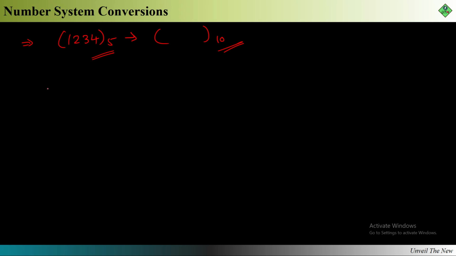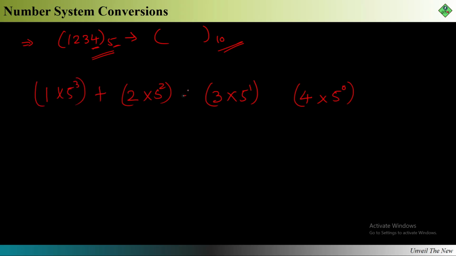That is, first of all you need to write down the number 1234. The last number is 4 and the base is 5. So we will multiply it with 5^0. Here we will multiply the next number with 5^1, the next number with 5^2, and the last number with 5^3. This is the simple thing that you need to do.